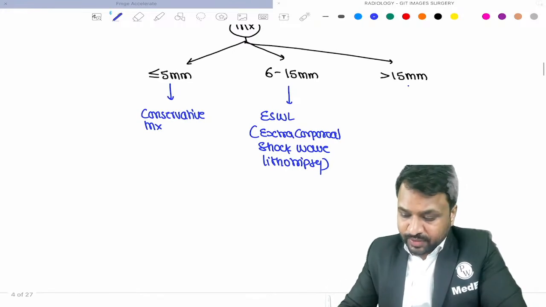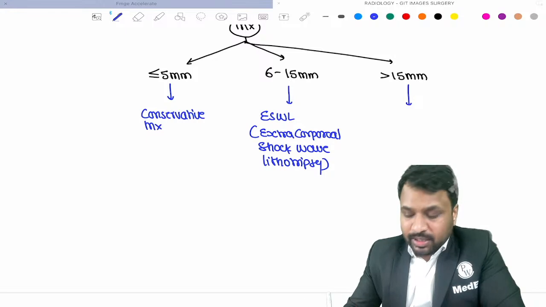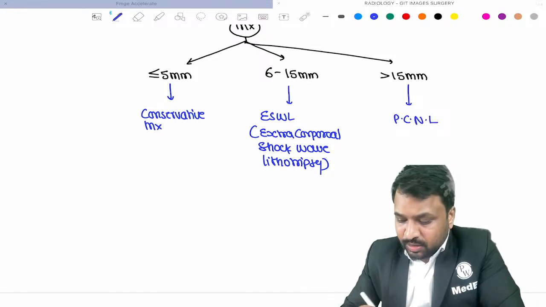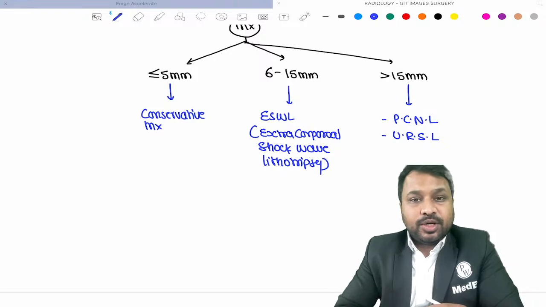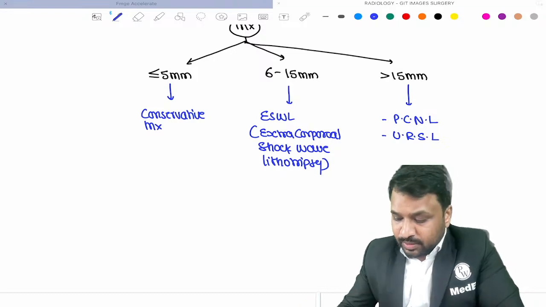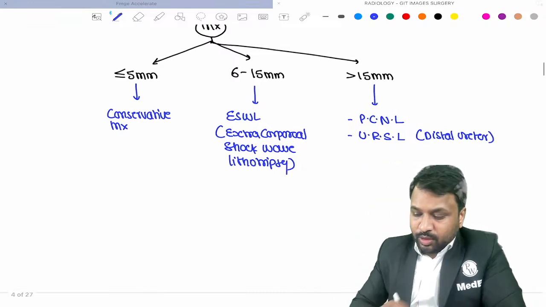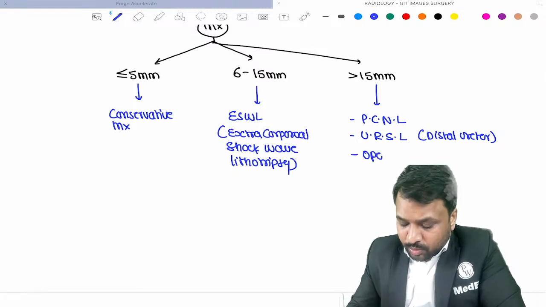If it is more than 15 millimeters, if it is in the renal parenchyma, we can go with PCNL, percutaneous nephrolithotomy. We can do a ureteroscopic stone lithotripsy, that is a URSL, if it is present in the distal ureter, right? You can do a PCNL or a URSL. And you can also do an open surgery that is done for the phosphate stone.